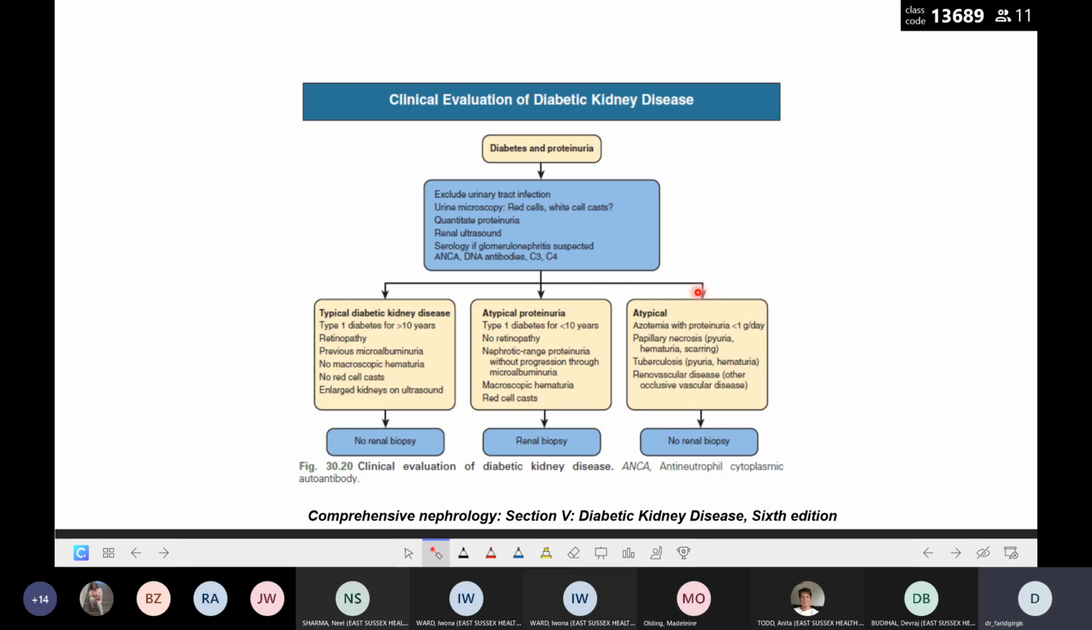If there is a typical presentation like azotemia and proteinuria less than 1 gram, with papillary necrosis like pyuria, hematuria, and scarring, or tuberculosis, and there is pyuria and hematuria, so you have clues for other diseases affecting the kidney, which doesn't need a certain biopsy. We don't proceed with renal biopsy.